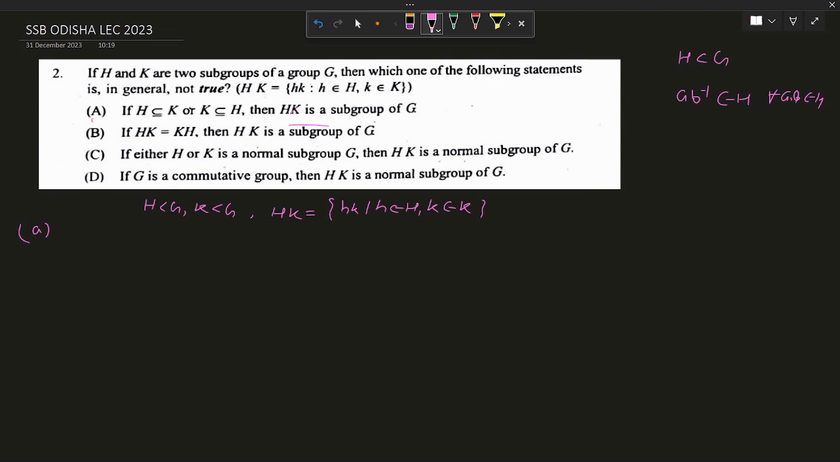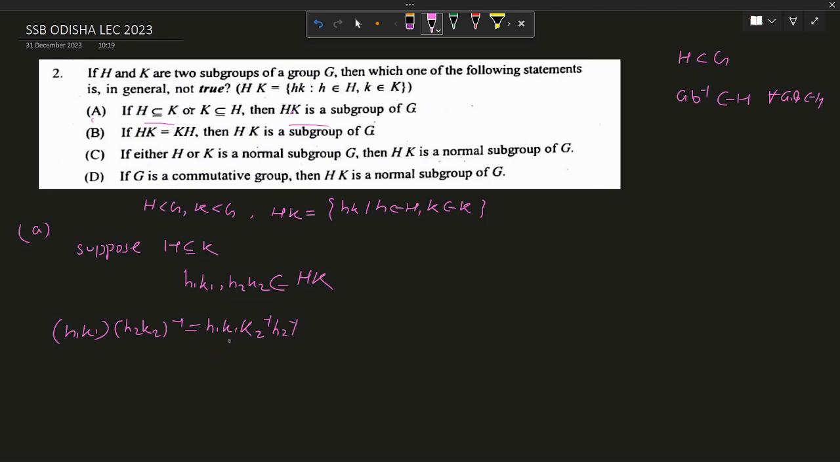If this condition is satisfied, then we can say S is a subgroup of G. So to prove this one, take any one condition because it is mentioned here: either H is a subset of K or K is a subset of H. So I take here, suppose H is a subset of K. So to prove HK is a subgroup of G, take any two elements, that is h1k1 and h2k2 belongs to HK. Okay, so just operate h1k1 into h2k2 inverse, that is h1k1 into k2 inverse h2 inverse.